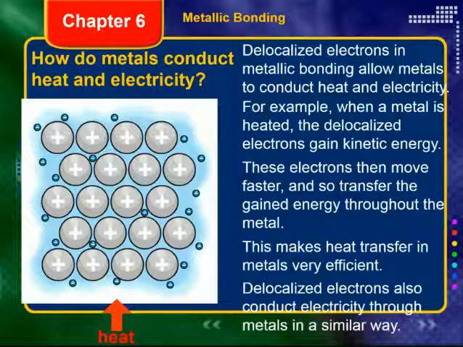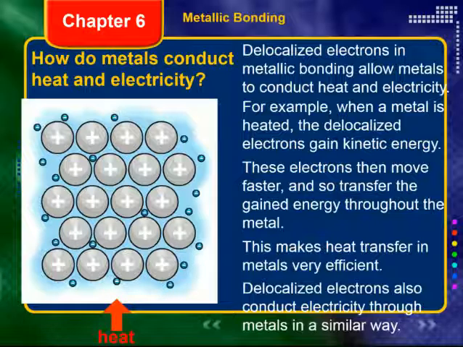So they're moving faster, right? These electrons that have gained this kinetic energy, they've gained the heat, they're now moving faster. And so they move through the metal sample faster. And they're therefore transferring the heat that they have with them, the kinetic energy that they have with them, throughout the metal sample, and they're doing it very quickly and very easily because, remember, they're moving through the sample freely. They are delocalized. Metals conduct electricity much in the same way.